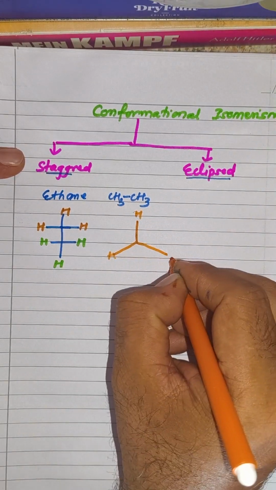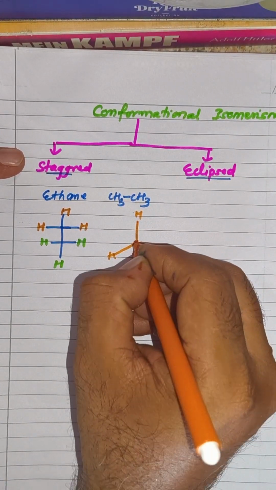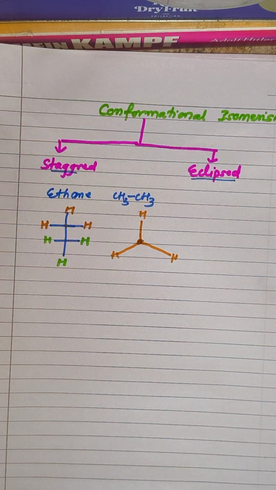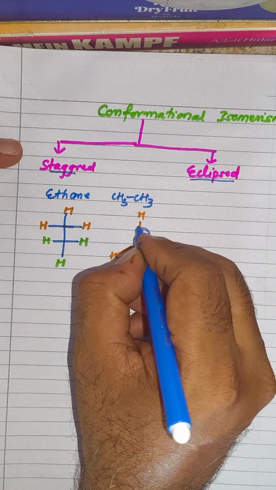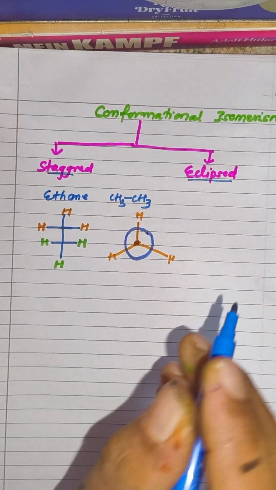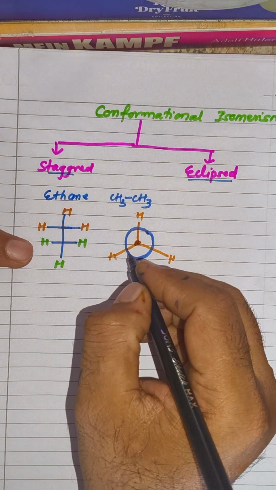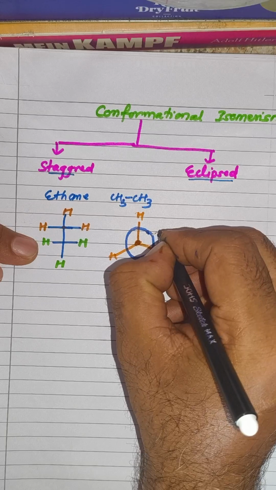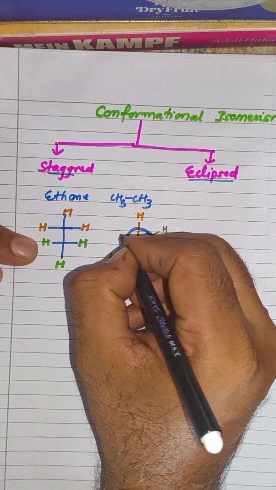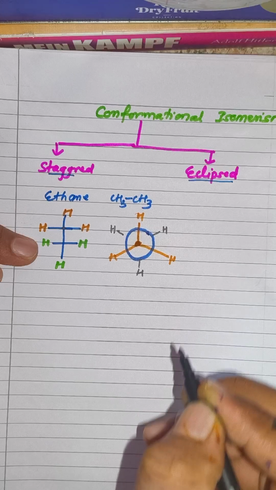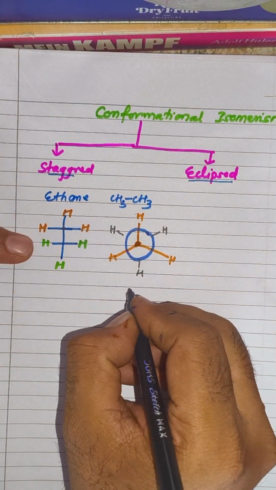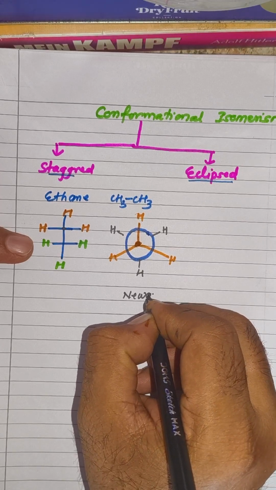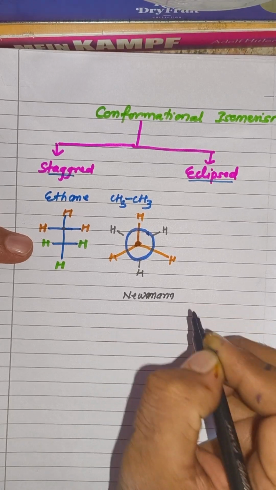You take the front carbon as a dot. This is your front carbon, and then you show the rear carbon using a circle. This was Newman's idea. Then you can show the hydrogen atoms on the circle. So this is the structure of the Newman projection.